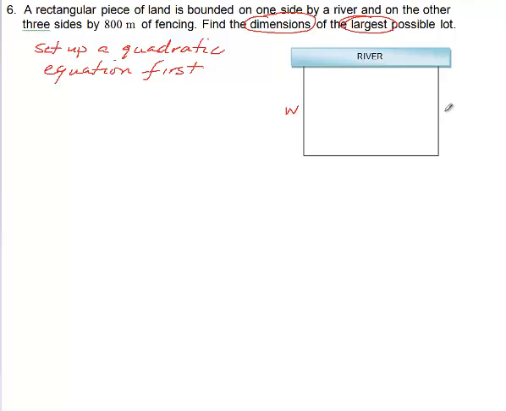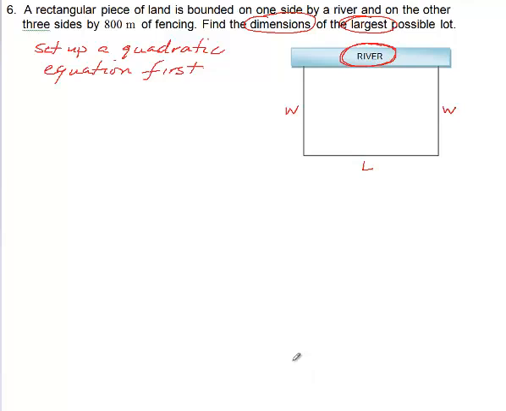Now notice it's only a three-sided rectangle. I know that sounds funny to say, three-sided rectangle, but the river is acting as the fourth side. So we don't have a length over here, because we're not going to put any fencing along that side. So the river acts as the fourth side, if you would, right? So we're only dealing with one length and two widths.